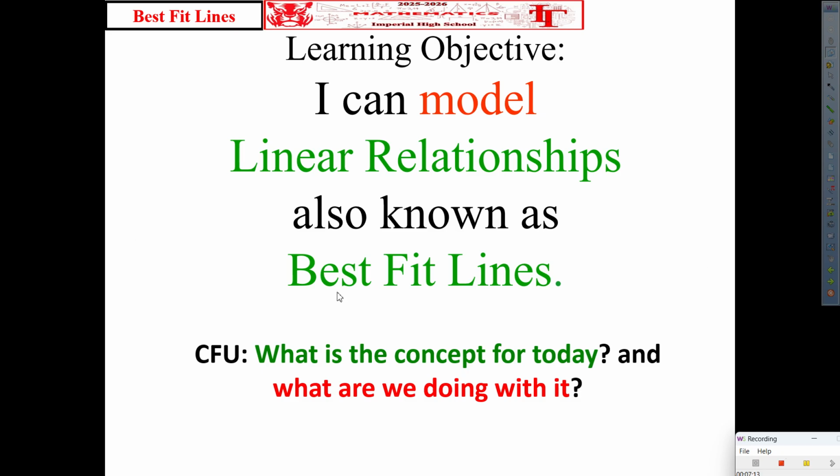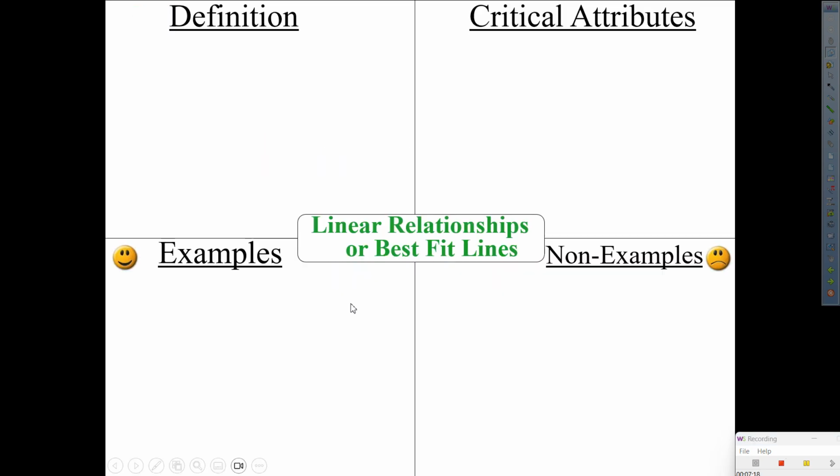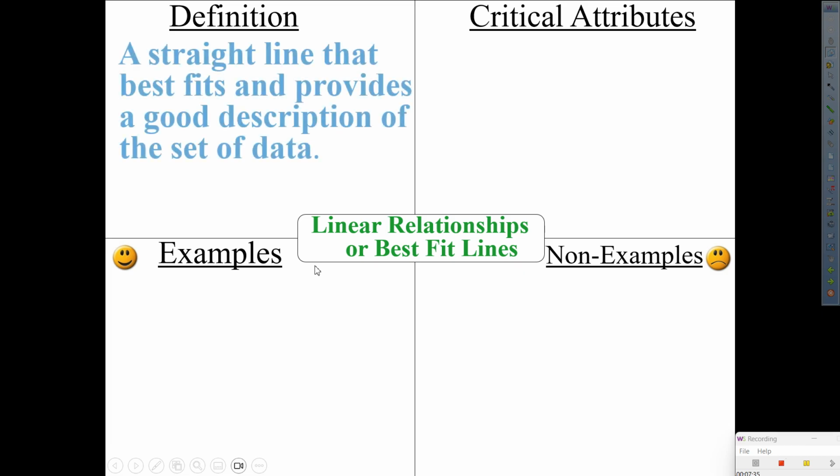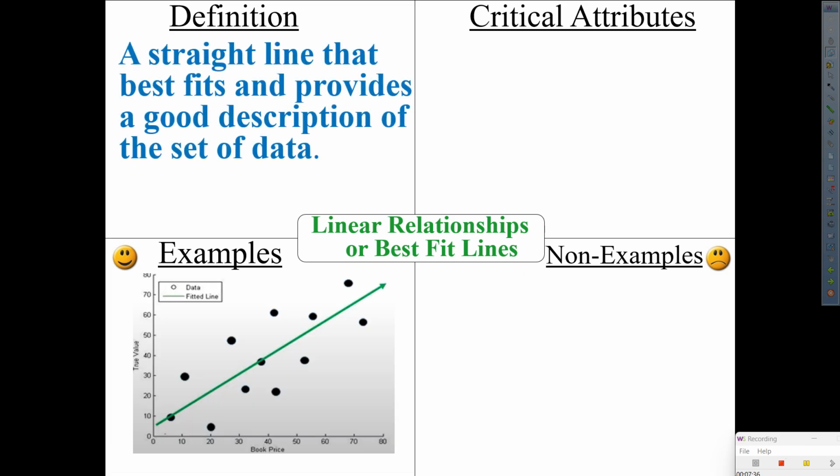From there, we went to our Frayer model. We got a definition, example, non-example. However, focus. What was the one thing to remember about best fit lines? Remind your neighbor, hashtag what? Yeah, straight line. So everybody remembers that in the definition, it's a straight line. I gave you guys an example and a non-example and a hashtag.